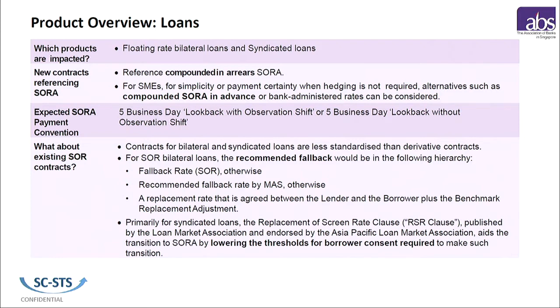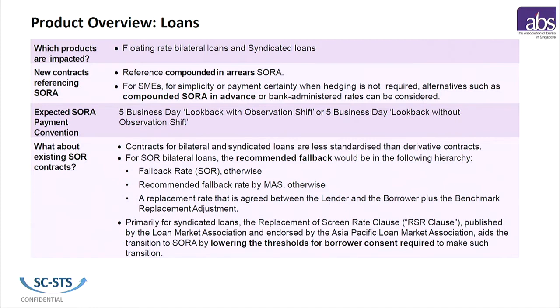For existing SOR contracts, the working group recommends that the fallbacks follow the hierarchy shown here, with the primary fallback being the fallback rate SOR. Additionally, we would also note that for syndicated loans, the Loan Market Association has published a template clause, which is endorsed by the APLMA as well, that supports the transition to SORA by reducing borrower consent thresholds required to make amendments to interest computation for that loan contract, and also sets clearer definitions around what benchmark discontinuation is.